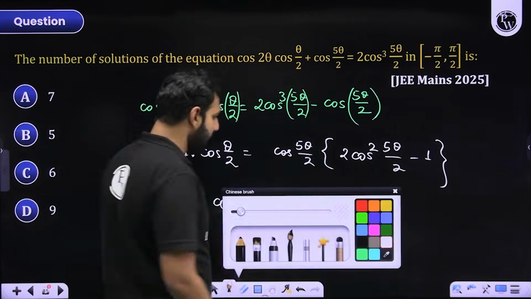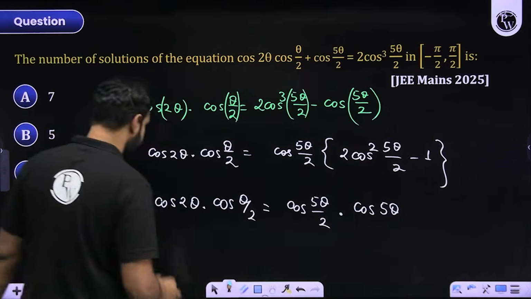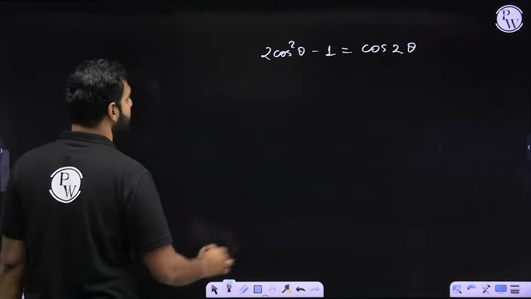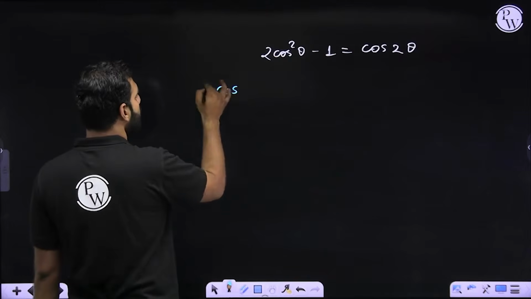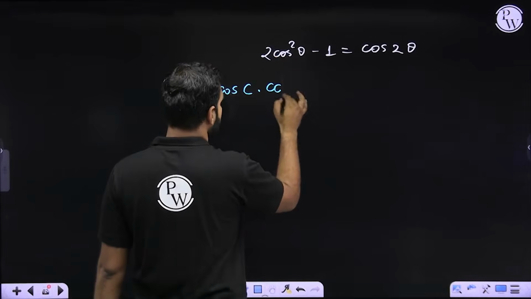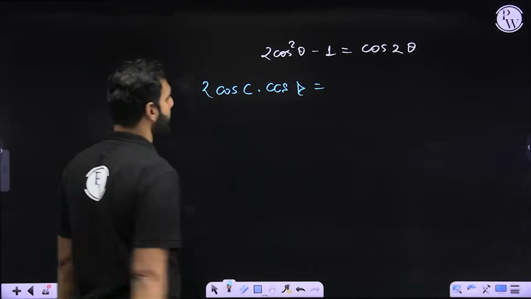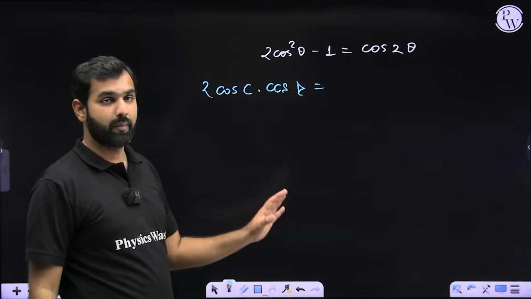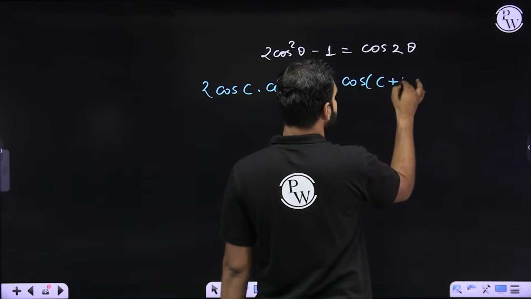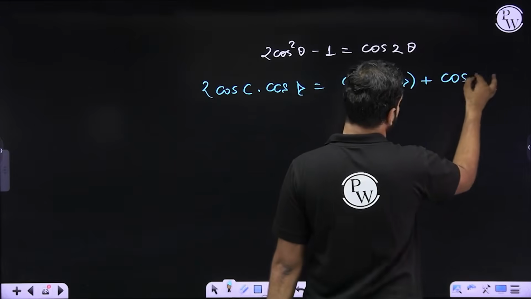Now, what if I multiply both the sides by 2? Why are you doing this, sir? Let me do it first. Now, why did I do this? Can you help me with 2 cos C cos D? Do you remember a formula for this? I hope you must have remembered it. There was an identity which said cos C plus D. There was an identity which said cos C minus D.